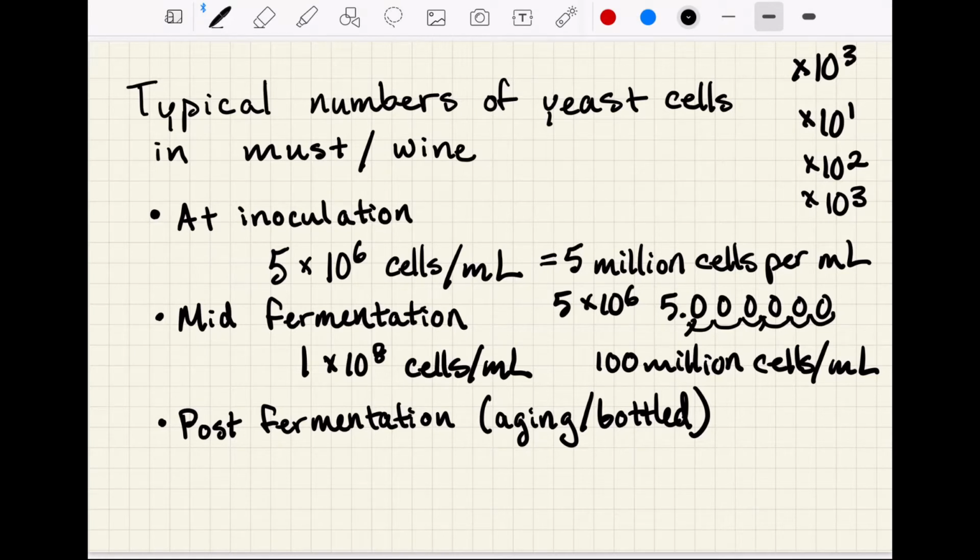And then post-fermentation, let's say after the wine has been racked and maybe it's aging in barrels or maybe it's been bottled without filtration. So at that point, it's typical to see somewhere around 10 to the 3rd or 10 to the 4th cells per milliliter. But at this stage, there's quite a bit of variation. Of course, if you're post-fermentation and you've gone through sterile filtration, all of those yeast cells at that point should be removed, so that's a different thing. But prior to any filtration step, this is the kind of range that we're talking about.